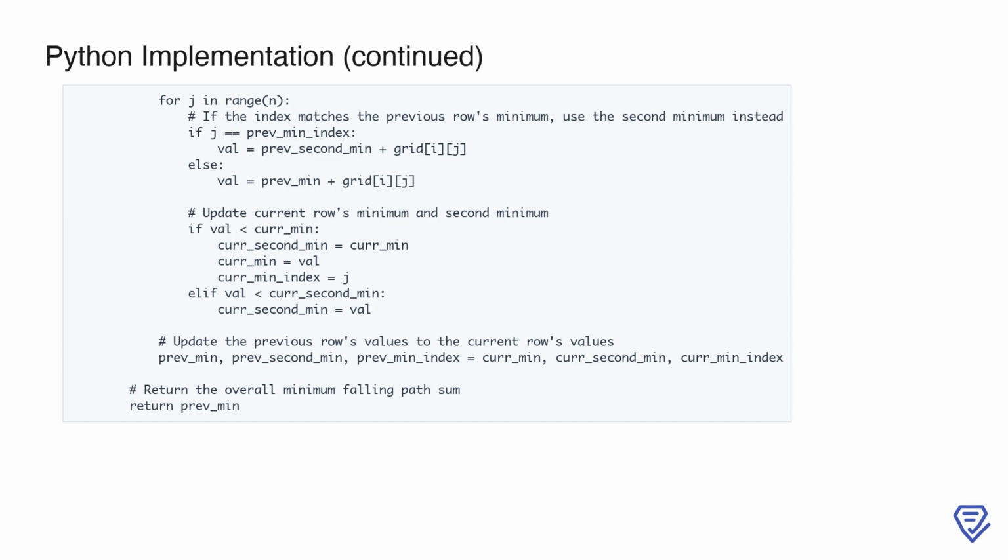For each column in the current row, we calculate the total falling path sum by adding the value in the current cell to either prev_second_min or prev_min, depending on whether the current column matches the index of the previous row's minimum value.